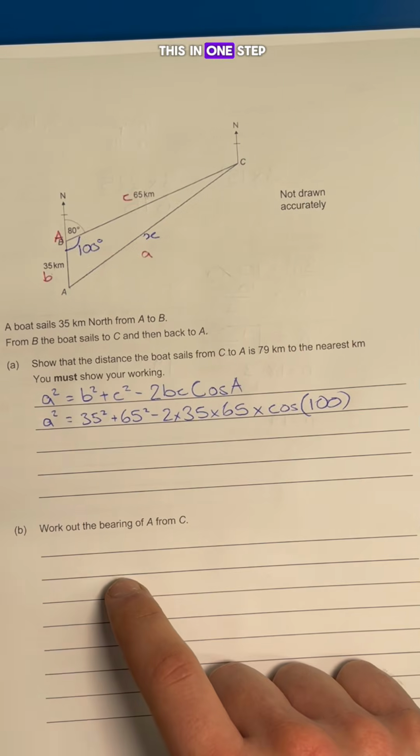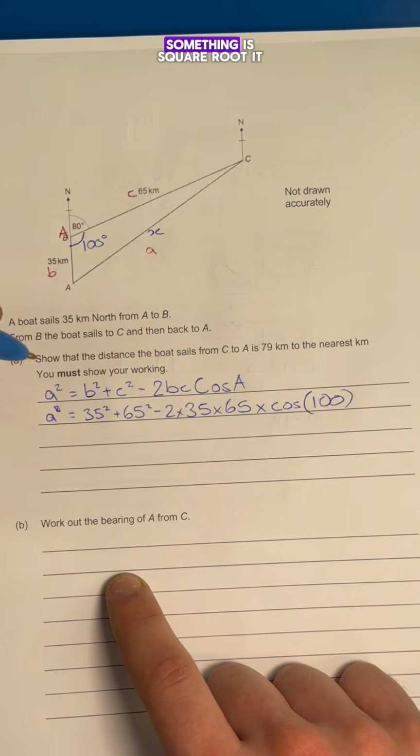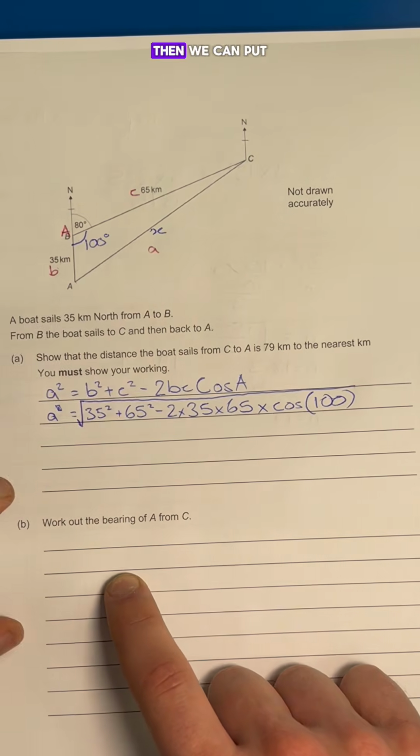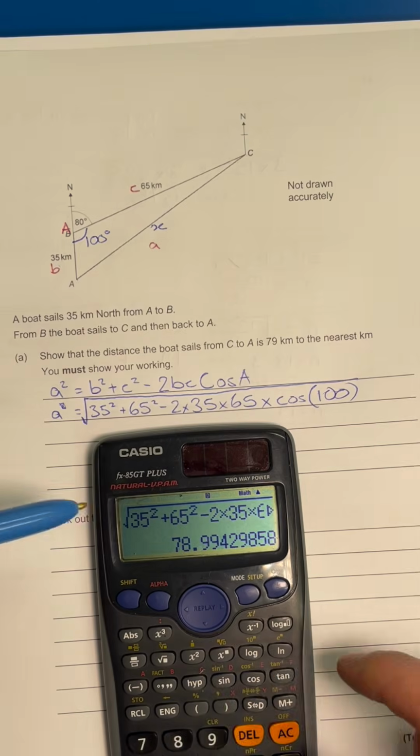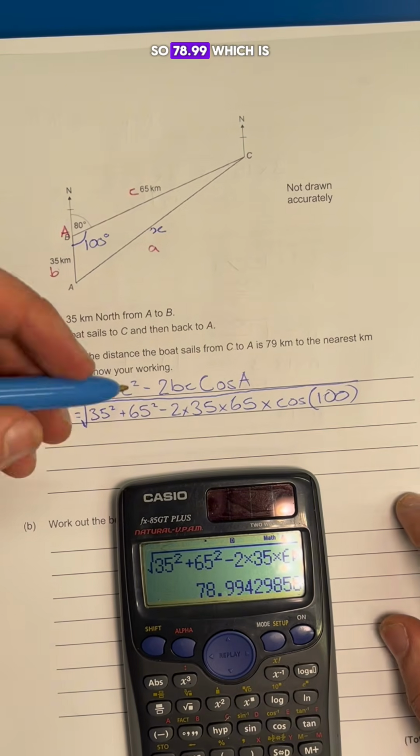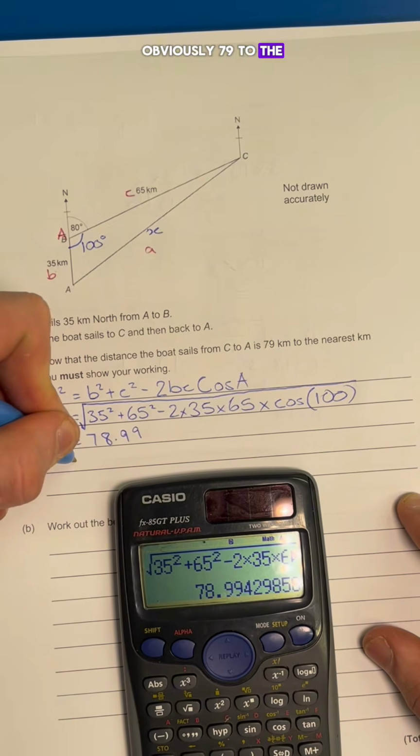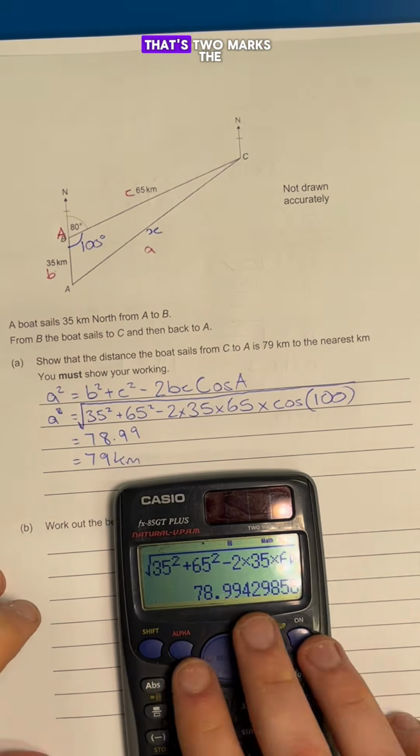Now, to do this in one step, the opposite of squaring something is square root it. So I'm going to square root this whole thing, and then we can put it into our calculator straight away. Right, there you go. So 78.99, which is obviously 79 to the nearest kilometre. Boom, you've shown it. That's 2 marks.